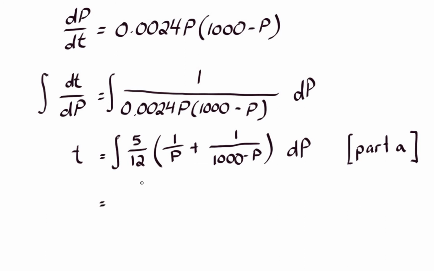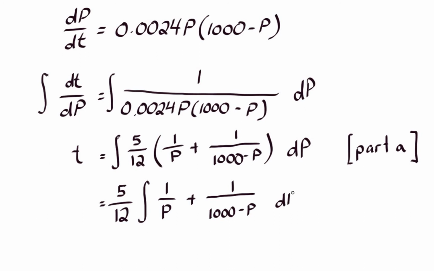Now, first of all, to make things a little bit easier for us, let's drag out this constant value of 5/12, and then we'll be able to focus on the integral of 1 on p, and then the integral of 1 on 1000 minus p. We can focus on them separately. Let's start with 1 on p. We know that this is the natural log of the absolute value of p.